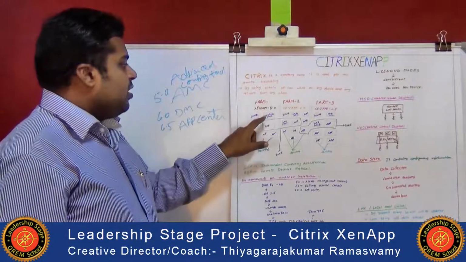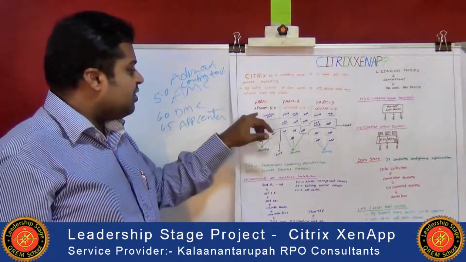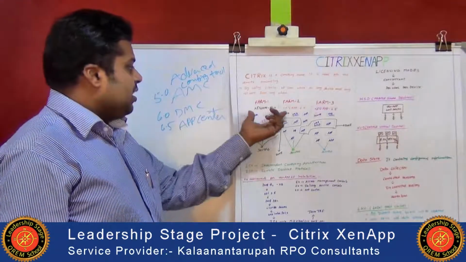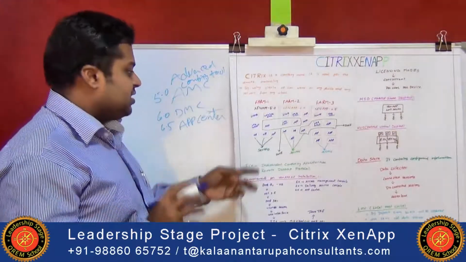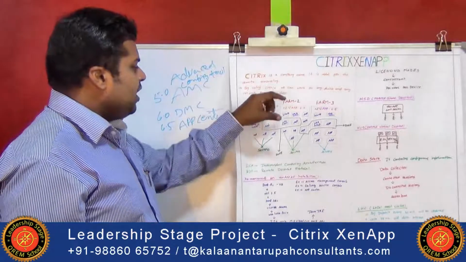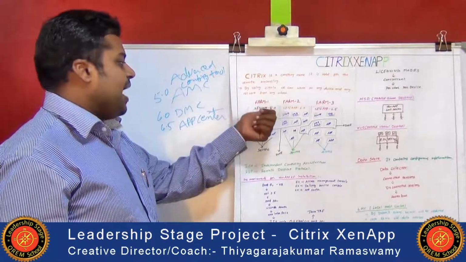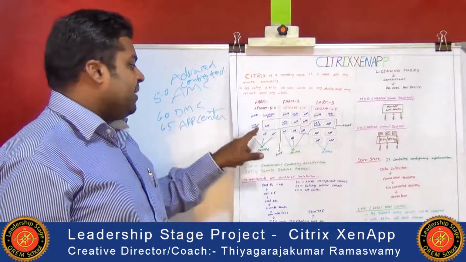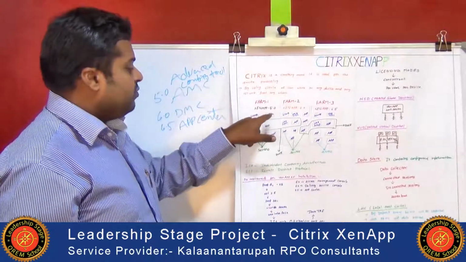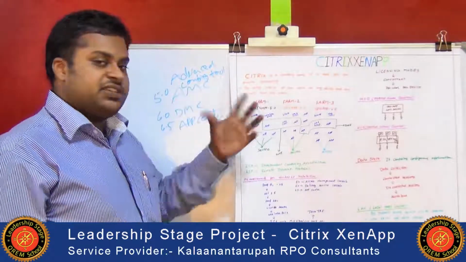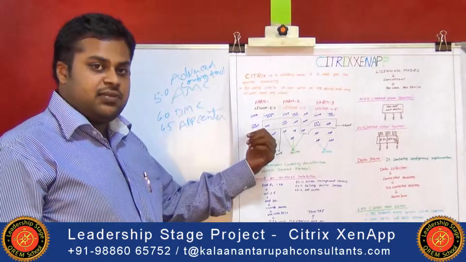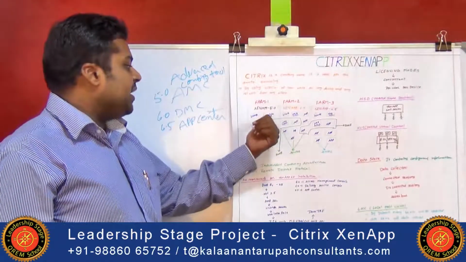Coming to the farm, in every farm we must install the license server. The company purchases the license, and only then will XenApp 5.0 be accessible. We also have to install the web interface. One web interface is enough, but sometimes the web interface goes down, and automatically another will be raised. Clustering is applied here.